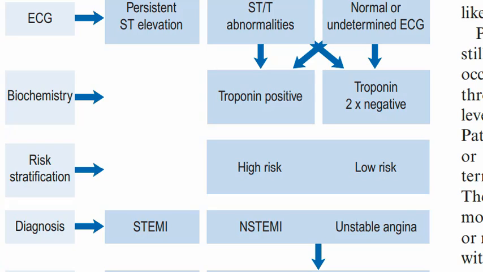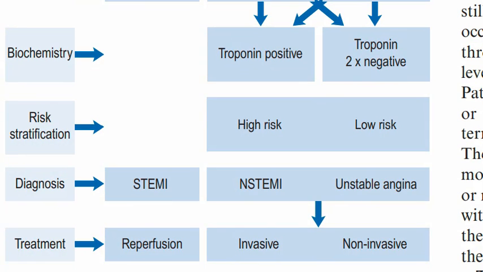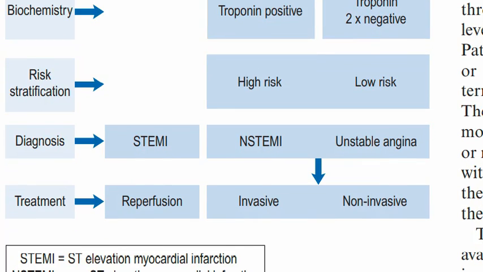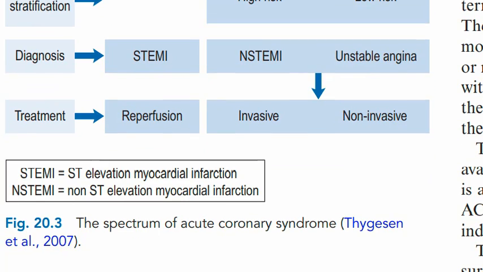If troponin is negative, there is low risk. And the diagnosis will be either ST elevated myocardial infarction, non-ST elevated myocardial infarction, or unstable angina. 3 ऑप्शन हमारे पास हो सकते हैं. So for that purpose, the treatment is reperfusion, invasive or non-invasive. Invasive में हम angioplasty की तरफ जाएंगे. So this is the spectrum of the acute coronary syndrome.